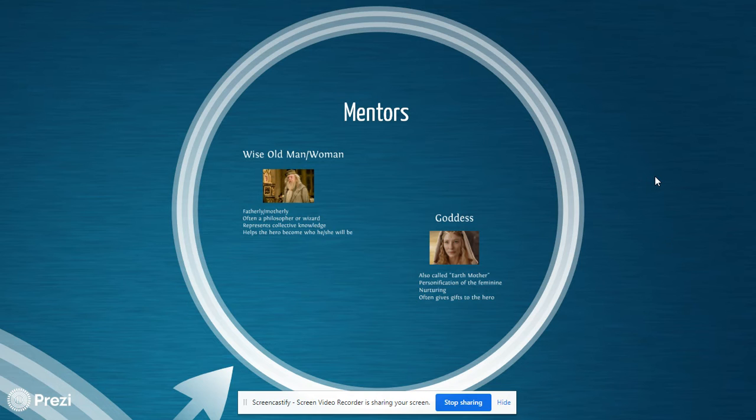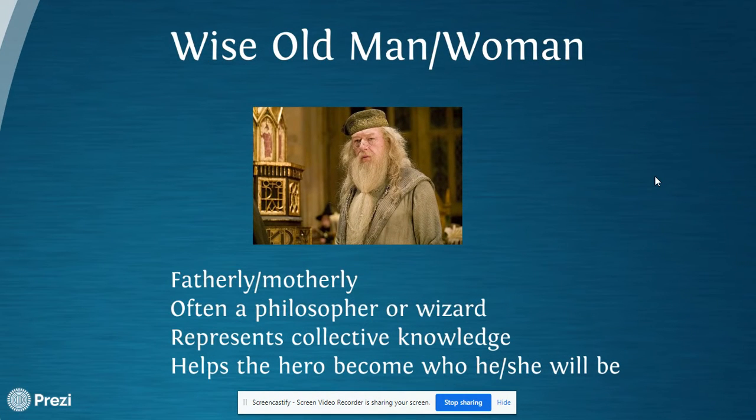Another genre of characters are the mentors. These are the people that help out, that serve as a mentor, like a teacher towards the character. So we have the wise old man and the wise old woman, and they're like a parental figure to this character. They're often seen as a philosopher or someone who's a great thinker or a wizard or witch. They represent collective knowledge. Because they are old, of course, in literature they're meant to be these wise figures because they've lived a long time, so they have all this experience. And they will usually help the hero become who he or she will eventually be.